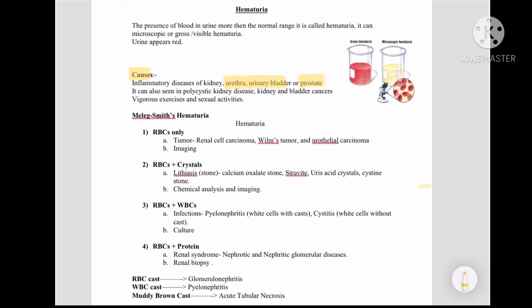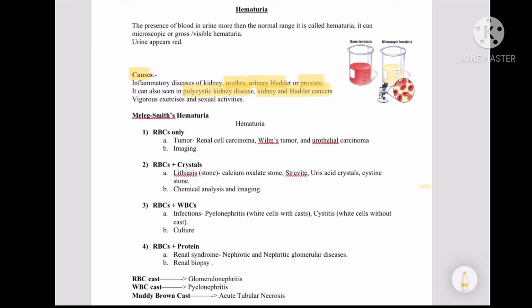It may be prostate diseases, prostatitis, and other inflammatory diseases of the prostate gland. It can also be seen in polycystic kidney disease, bladder or kidney cancers, vigorous exercise, and sexual activities.